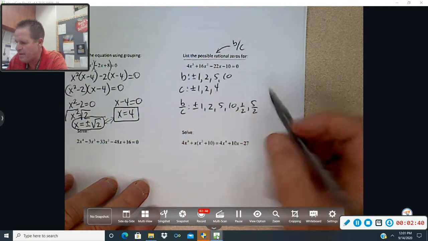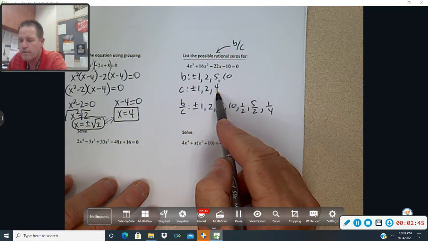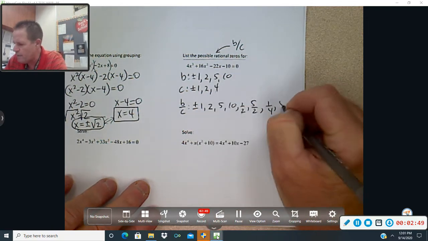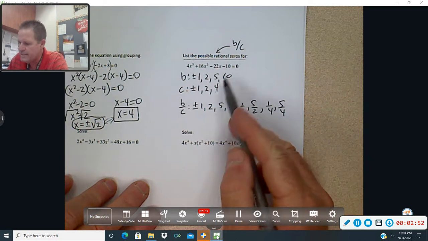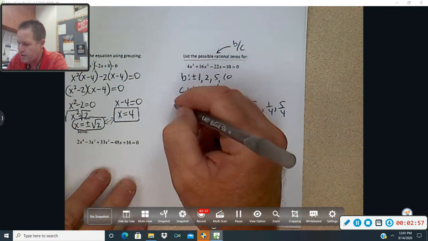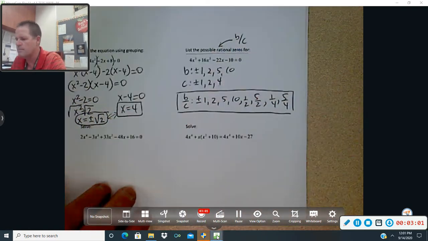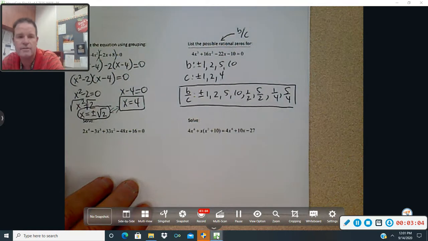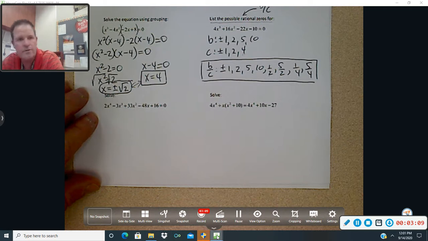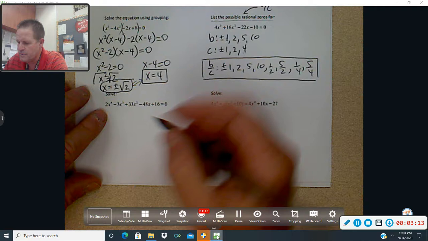So 1 divided by 4, that's 1/4. 2 divided by 4, that's a half, but we already have it. 5 divided by 4, we don't have that, 5/4. And 10 divided by 4, that reduces to 5 over 2, which we already have. So there is our list of possible rational zeros. We just wanted a list. And we found that. All right, let's work on the third one here. This is next to the fourth. Going to be a lot of work for something like that.